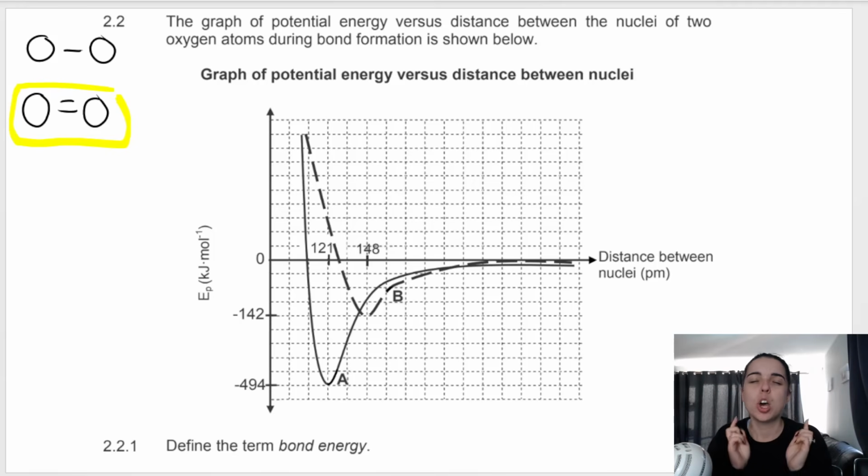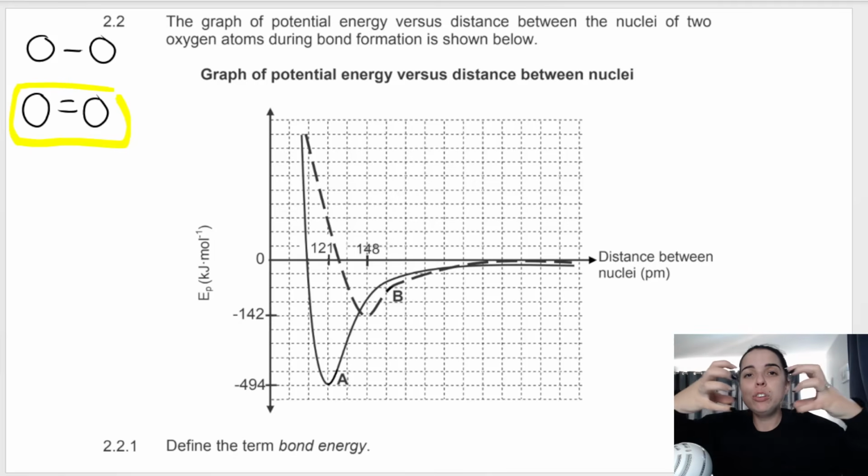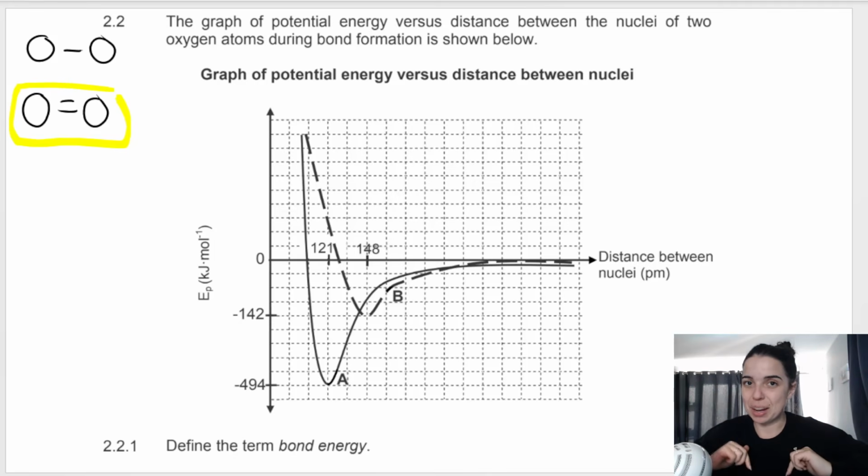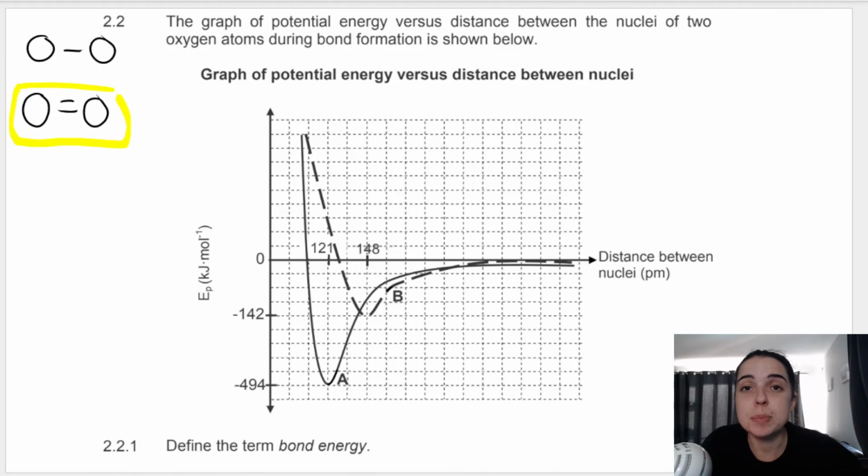Okay, very important. Why would bond length decrease? Because the stronger the bond, the closer those atoms pull together. I hope that makes sense. I do once again have a video explaining this in detail. So essentially what we need to be doing in this question is figure out which of these curves is a double bond. So we need to look for which one shows you the largest bond energy or the strongest bond and the shortest bond.